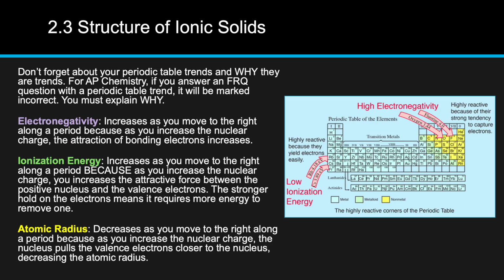And then with ionization energy, remember ionization energy is the energy required to remove a valence electron. So it's going to increase as you move to the right because as you increase the nuclear charge, you are increasing the attractive force between that positive nucleus and the valence electrons. And because that is now a stronger hold between the two, it's going to require more energy to remove it. And then with atomic radius, that's going to decrease as you move to the right along a period because as you move to the right, you are increasing nuclear charge, which means the nucleus is pulling those electrons closer to the nucleus, making the atomic radius smaller.